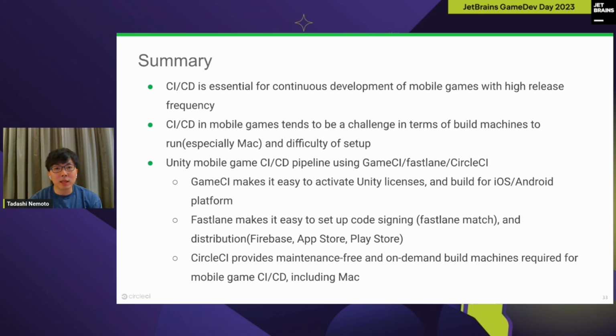GameCI makes it easy to activate Unity licenses and build for iOS and Android platforms. Fastlane makes it easy to set up code signing, called Fastlane Match, and distributing to such places as Firebase, Apple App Store, or Google Play Store. CircleCI provides maintenance-free and on-demand build machines required for mobile game CI/CD, including Mac.